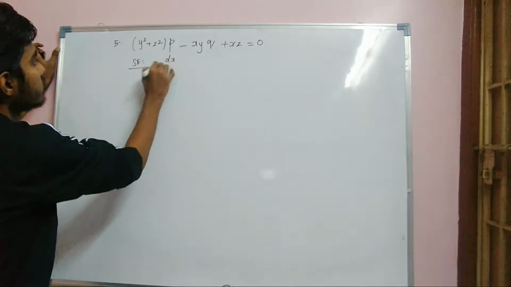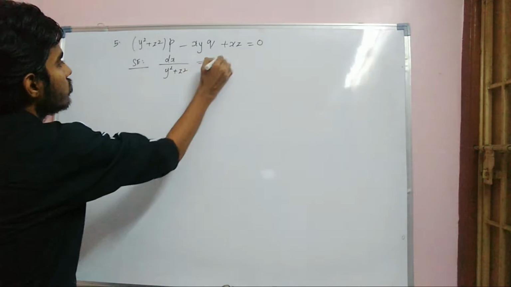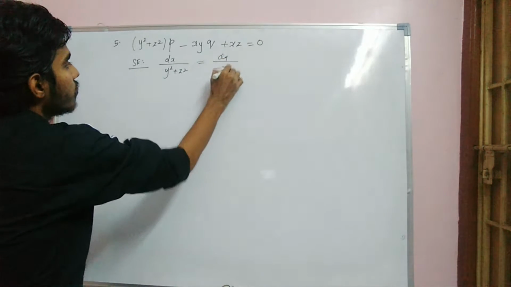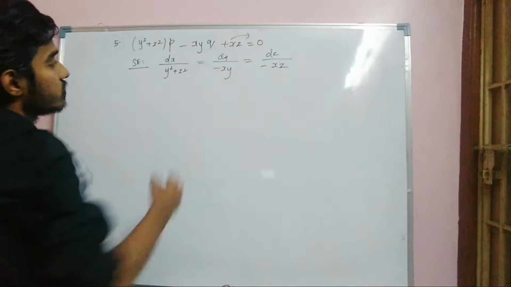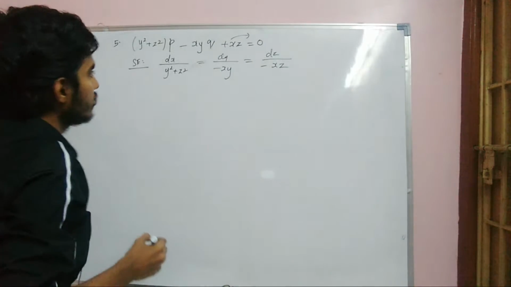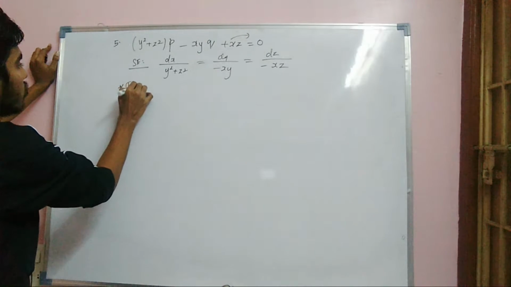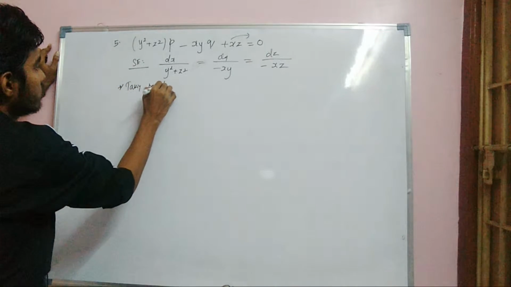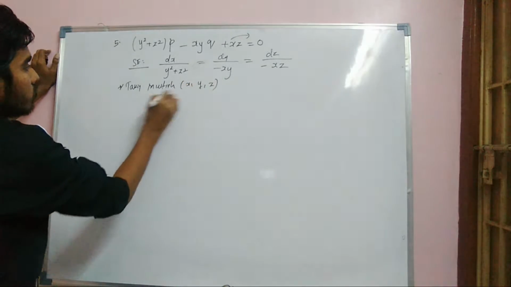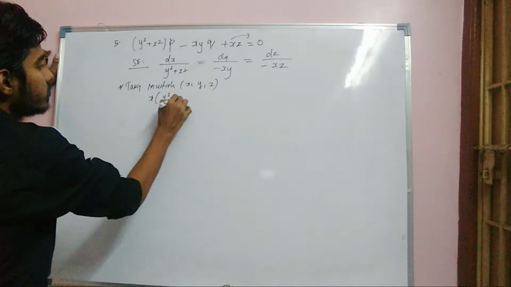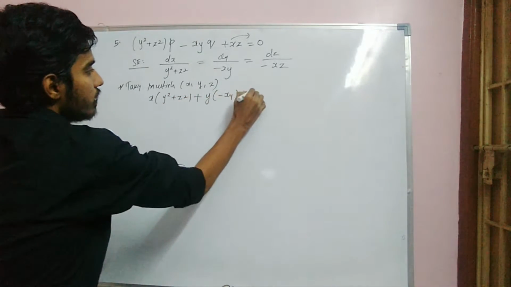So it is dx divided by y² + z², is equal to dy divided by −xy, is equal to dz divided by −xz. I have to take this term to that side. So again if I use Lagrange's multipliers x, y, z, taking multipliers x, y, z, we get x(y² + z²) + y(−xy) + z(−xz).